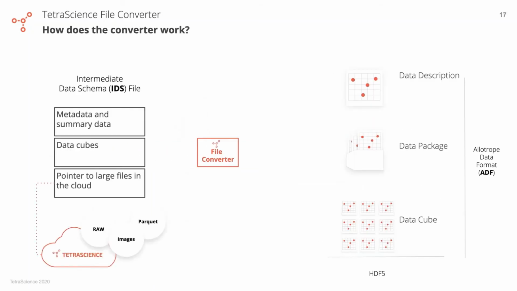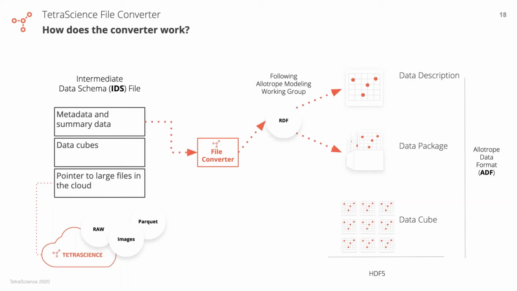Let me dive a little bit more into the details and how this works. On the left side, this is the basic structure of the intermediate data file. Again, it is based on JSON, which is the most common data exchange format that all websites use to talk to each other.